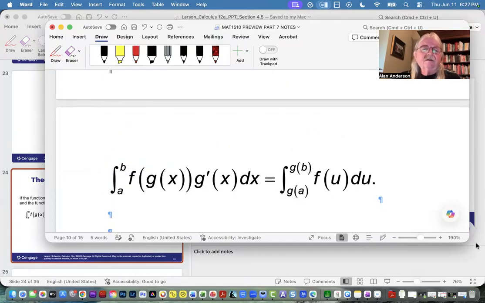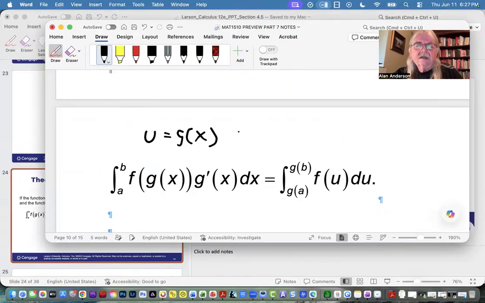So you notice what's happening here. We're integrating the chain rule again, and we're solving it as f of u. So remember, in this case, u is g of x. What they're showing you here is that the a is replaced with g of a, and the b is replaced with g of b.